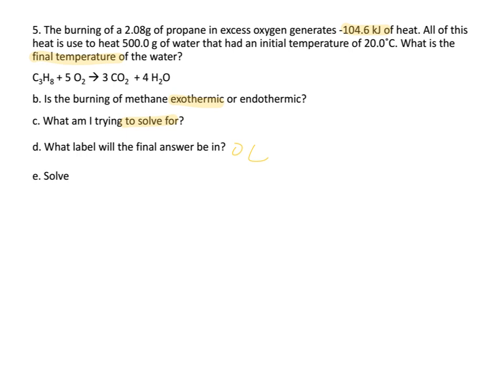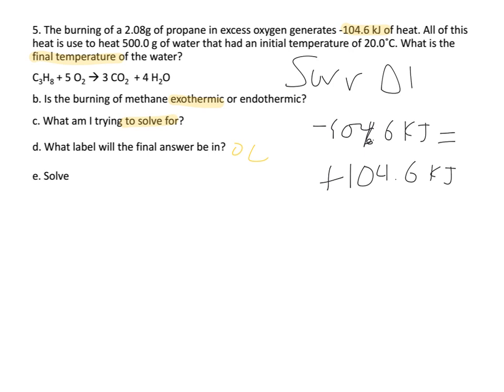So again, in this problem, I'm trying to solve for my surroundings. So I'm going to start with my system, trying to figure out what I know. And again, what I know from my system is the amount of energy released by the system, that 104.6 kilojoules. And that means that my surroundings end up gaining 104.6 kilojoules. Okay, again, my surroundings has a change in temp, so I'm going to use Q equals MC delta T.